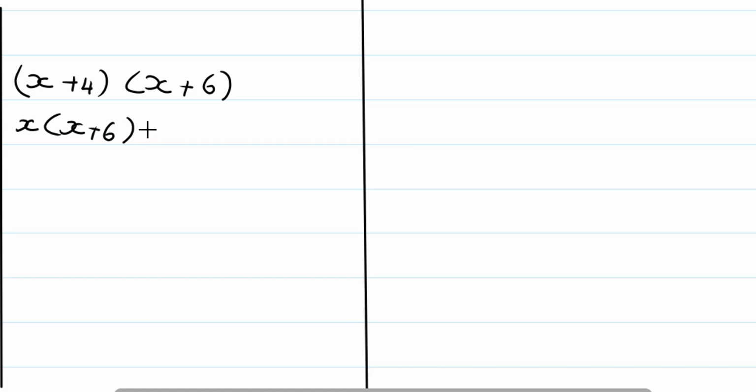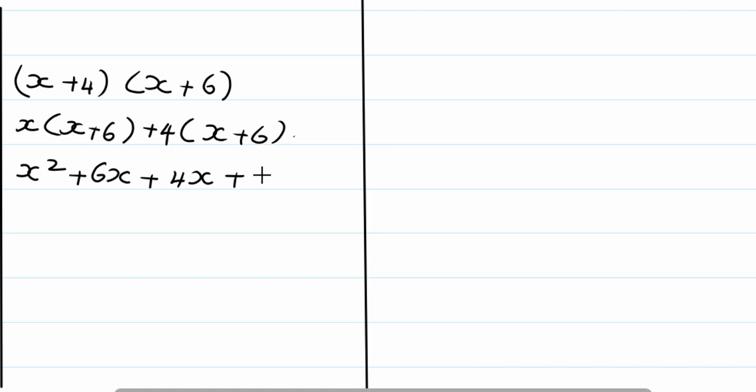Then again, we take the second value from the first bracket, which is positive 4. Then I again multiply it with everything in the second bracket, which is x plus 6, like that. Then I can open the brackets, where it will be x multiplied by x, which is x squared, then plus x multiplied by 6, which is 6x, then plus 4 multiplied by x, which is 4x, then again plus 4 multiplied by 6, which is 24, like that.